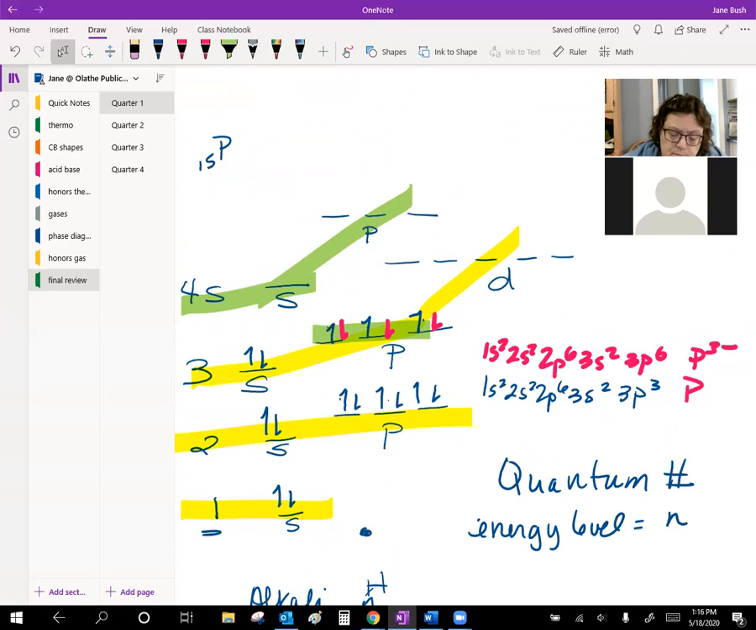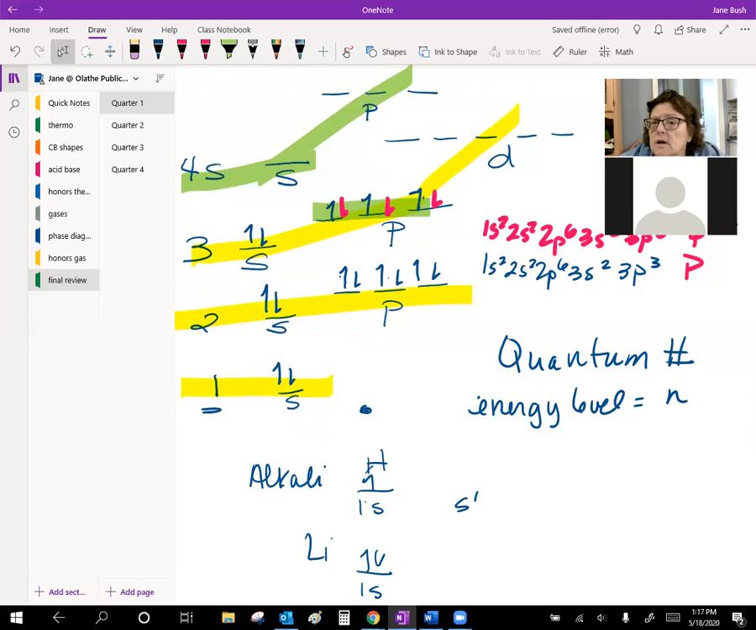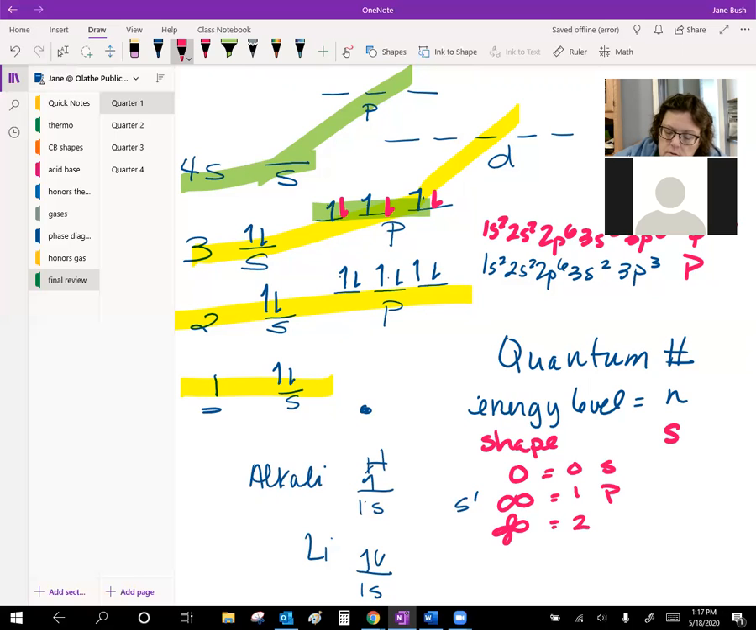Now, quantum numbers. The quantum number is just our way of identifying what particular electron we're talking about. All right, there are 4 numbers. There's the n number, and there's the l number. The l number is the shape. S orbitals are 0, p orbitals are 1, d orbitals are 2, and f orbitals are 3.